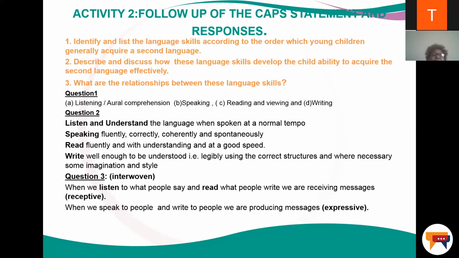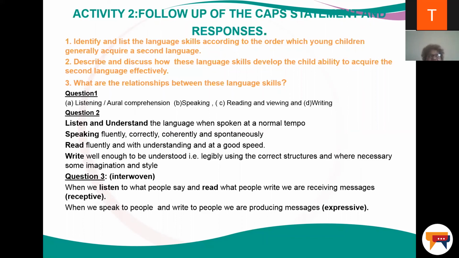Okay, question 3. What are the relationships between these language skills? When we listen to what people say and read what people write, we're receiving messages. When we speak to people and write to people, we produce messages. But you can write this in detail. A question might come and say, what are the relationships between these language skills? And it says 10 marks. Describe those language skills and tell us about the relationships.